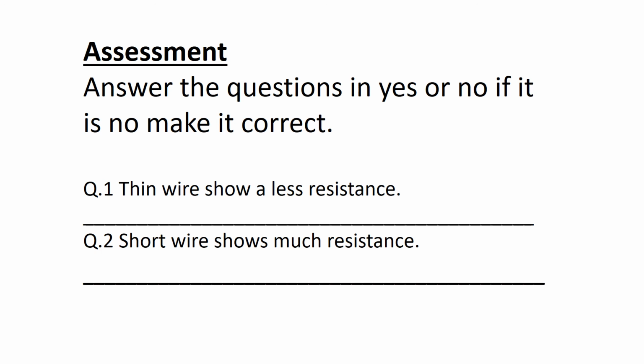Now my assessment is to answer the questions in yes or no. If it is no, make it correct. Like question number 1. It says the thin wire shows less resistance. My answer is no. Why? Because a thin wire makes more resistance. It shows more resistance, so less current passes through. Right? So same like this, you can give me the answer to the second question and send it to me in Class Jojo.